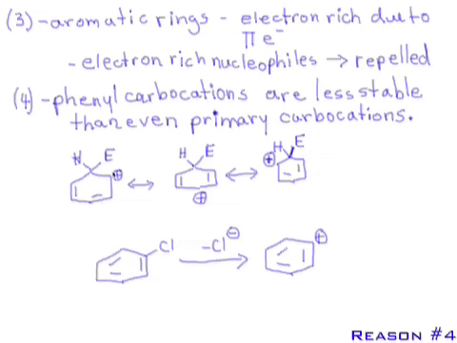Instead of the plus being in a 2p orbital that can delocalize side to side, this plus is in the sp² orbital, an empty orbital. It can't delocalize into the ring because the p orbital is already used making the pi bond. So this is not what that is.